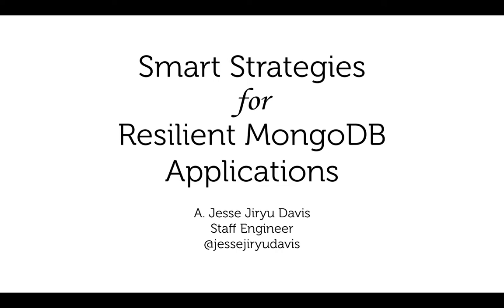I don't remember his name, so I'm going to call him Ian. I do remember his question, and it was, what is a simple, smart strategy for retrying operations that would make my MongoDB application resilient in the face of network errors and step downs?